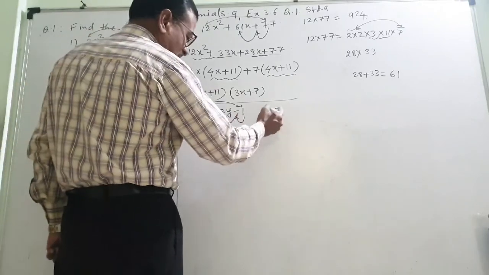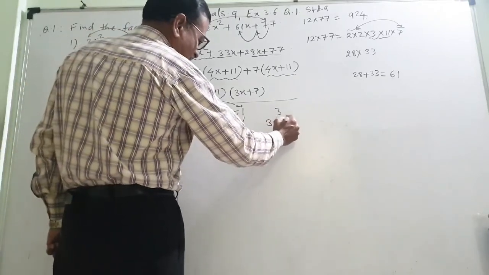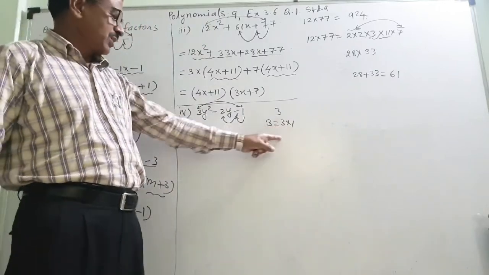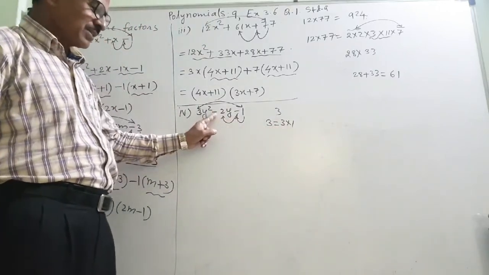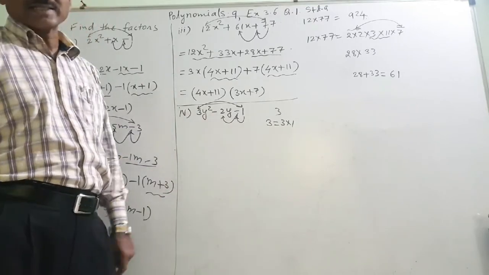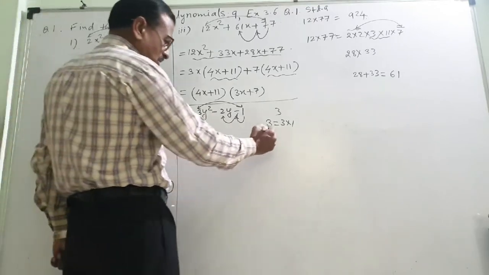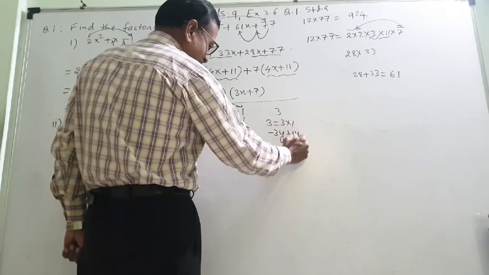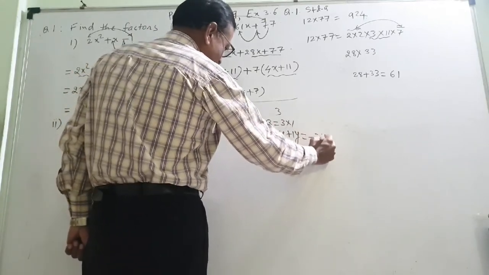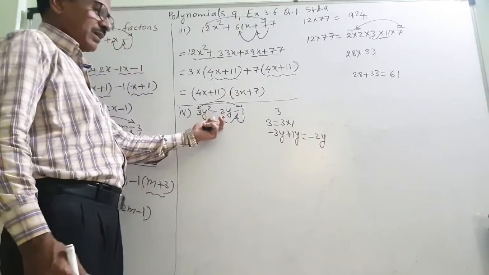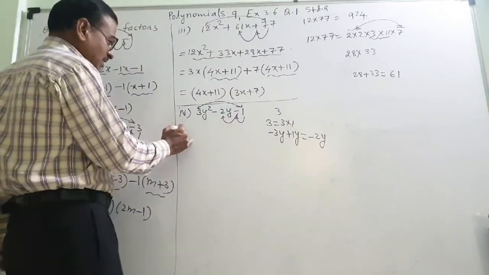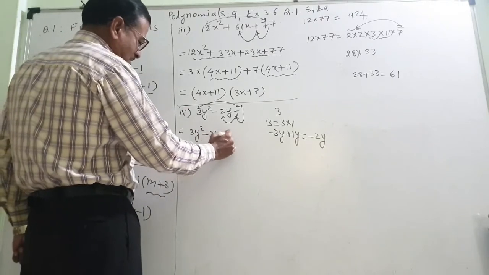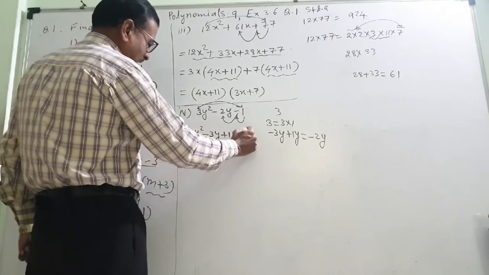So the factors of 3: 3 is equal to 3 into 1. See the subtraction of these two, it is coming minus 2. Yes, it will be, only we have to adjust the signs. So this will be minus 3y, this will be plus 1y, and that is nothing but minus 2y. I have got this. So this is equal to 3y square minus 3y plus 1y minus 1.